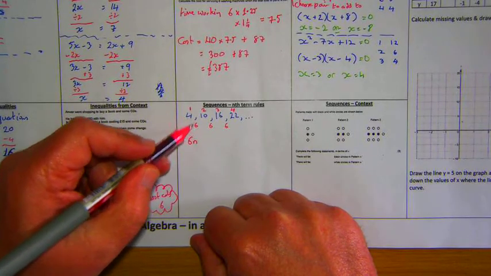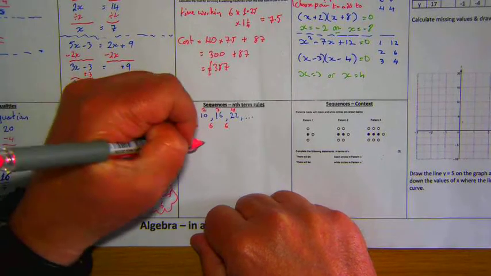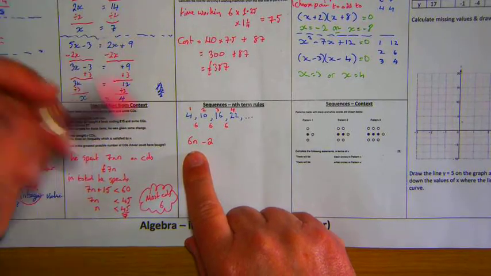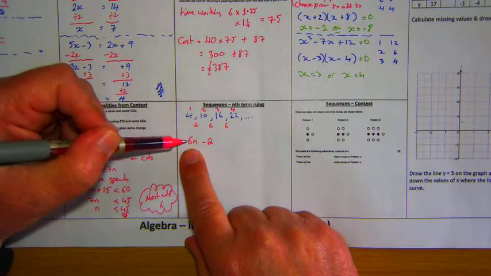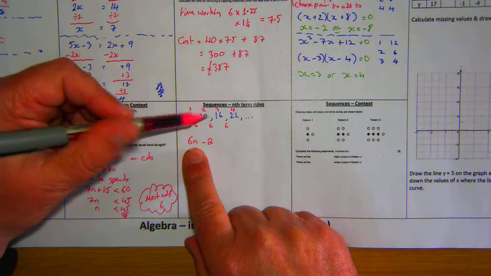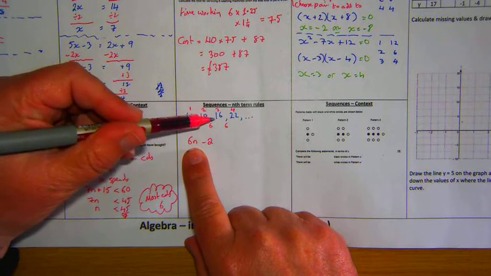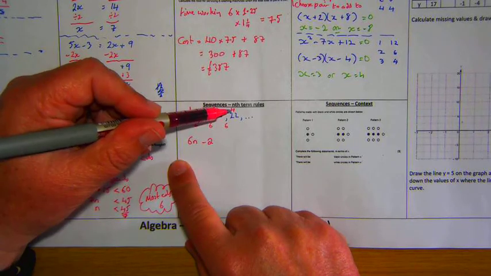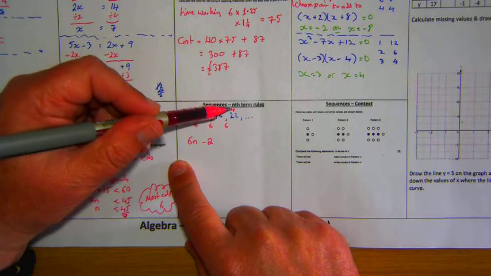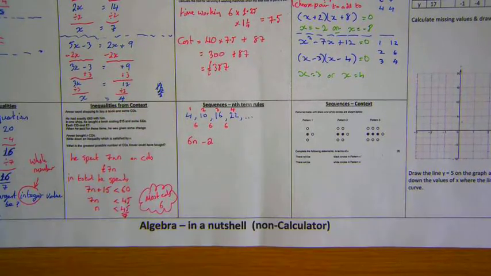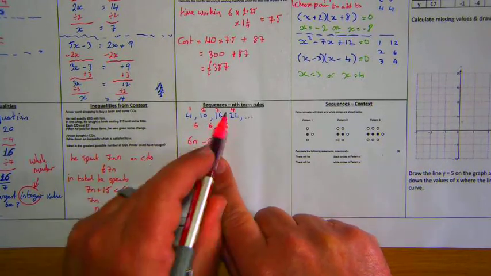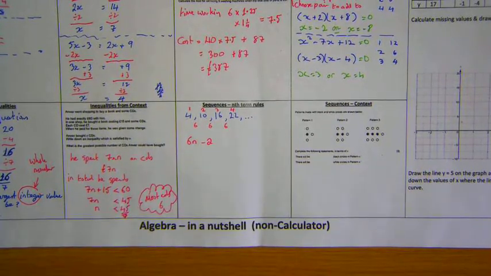So in order to go from 6 to 4, I have to subtract 2. And then that rule will work all the way. So for the second term, I'm going to do 6 times 2 is 12, take away 2 is 10. 6 times 3 is 18, take away 2 is 16. 6 times 4 is 24, take away 2 is 22. So the nth term rule for that sequence of numbers is 6n minus 2.